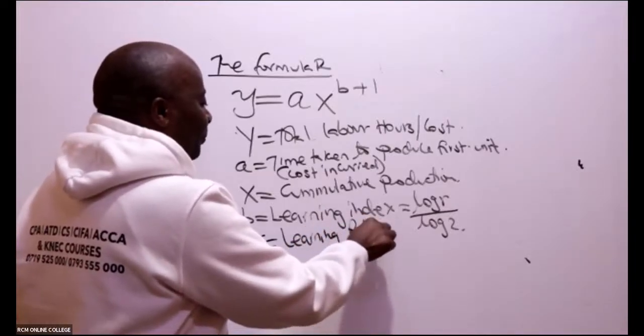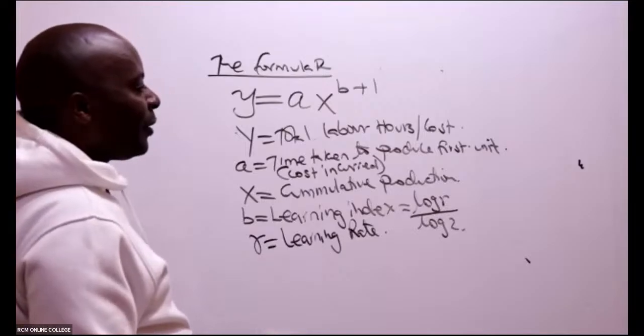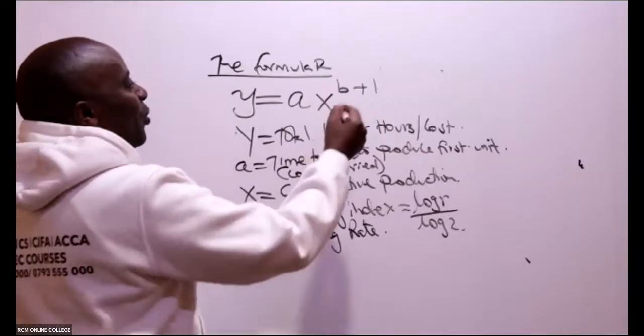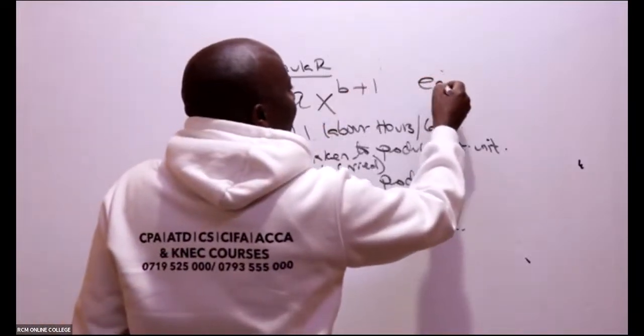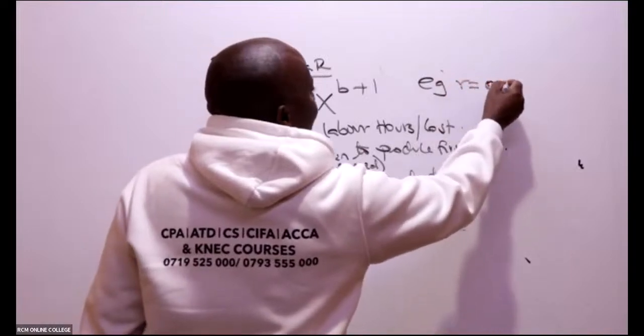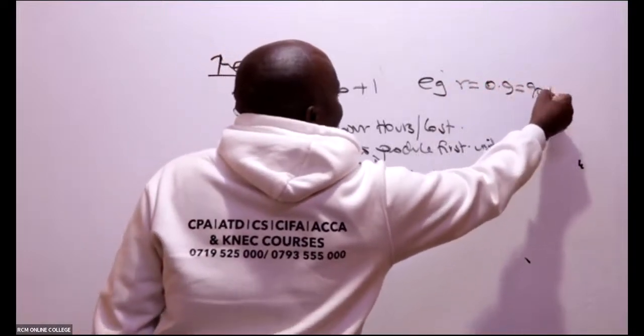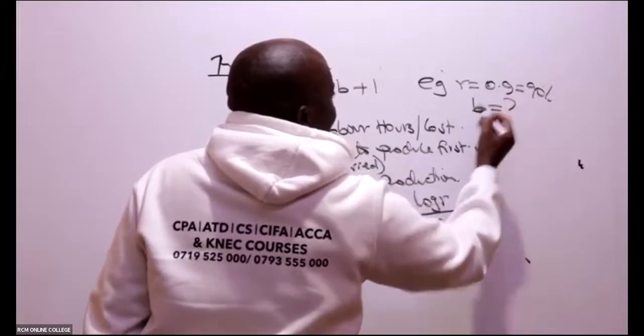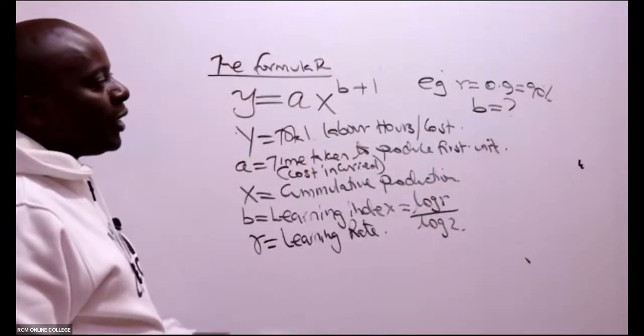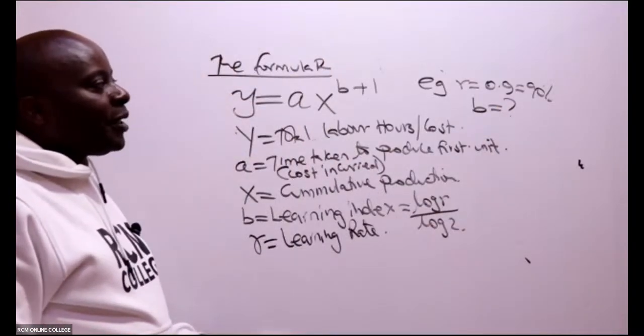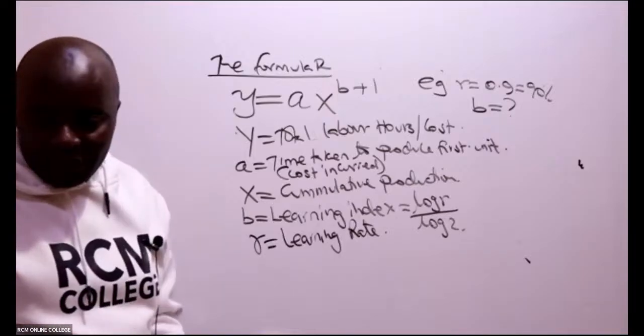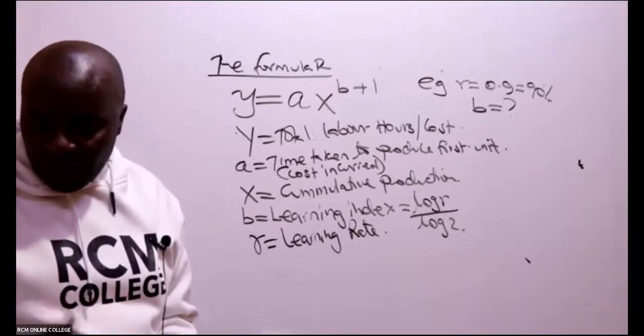Learning rate. For example, my good students, if R equals 0.9 or 90%, could you kindly give me the value of B? Somebody, to show you that this is really easy?